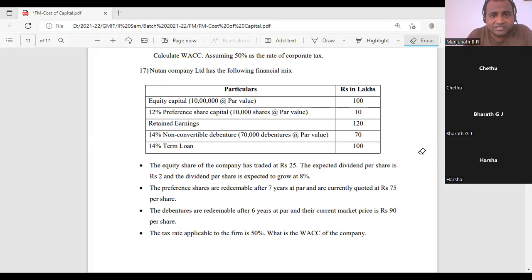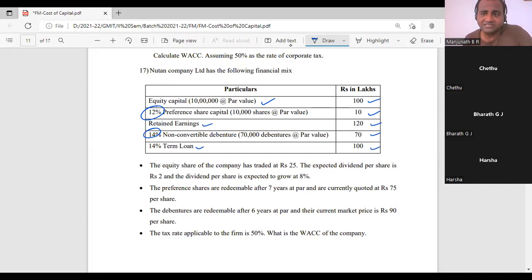Now, when you look at the particulars here, they have given the equity capital as 10 lakh at par value, in rupees in lakhs. They have mentioned 12% preference share capital, 10 lakhs. Retained earnings, they have mentioned as 120 lakhs. And 14% non-convertible debenture, they have given 70 lakhs, and 14% long-term loan, that is 100.